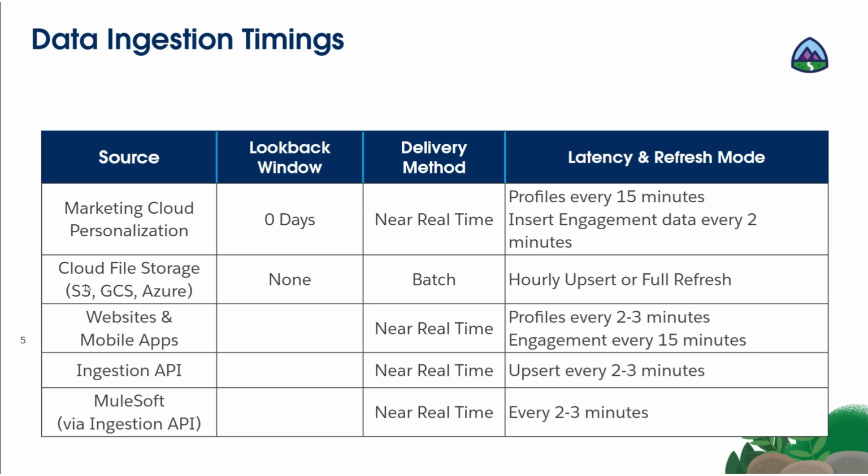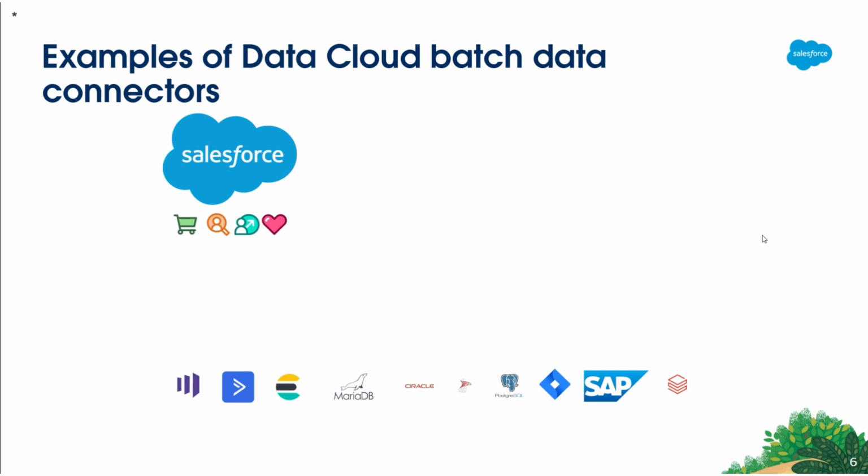We can do things with other file storage systems like Amazon S3 or Google or Azure. We'd probably want to batch and check for updates on a schedule, maybe hourly, maybe daily, and maybe at some point you need a full refresh of that data, which you can do through a batch data delivery method.